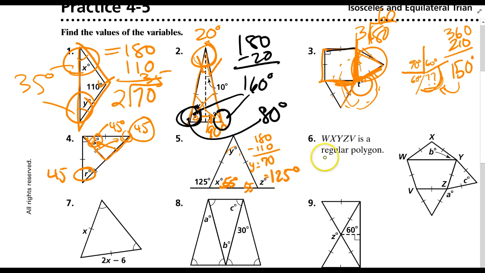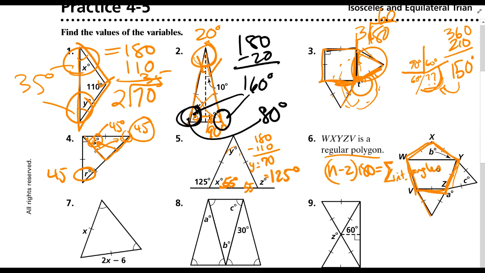Number 6. We've got a regular polygon, which simply means that all of the sides are congruent, from W to X to Y to Z to V. So this shape here is the regular polygon. And that's important to know because if we need to figure out the interior angles in a regular polygon, we have to use n minus 2 times 180, and that equals the sum, and here's the fancy math notation for sum, the sum of the interior angles.